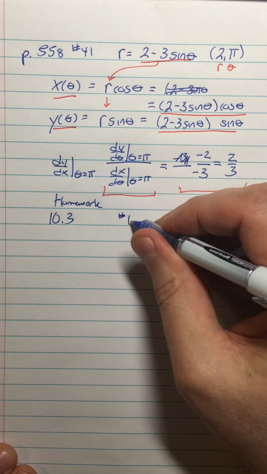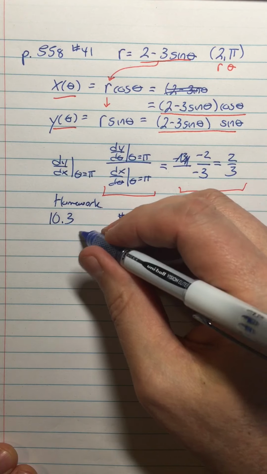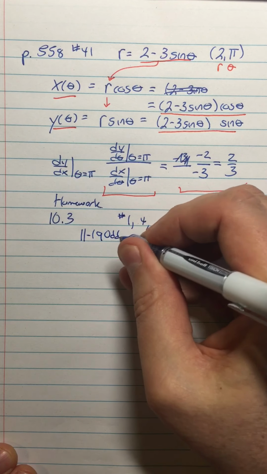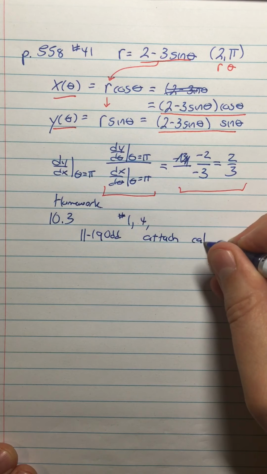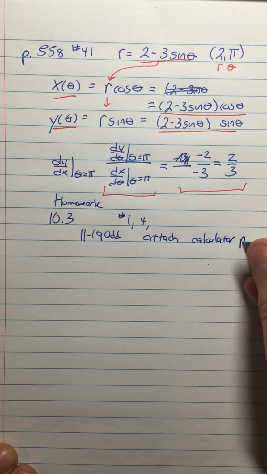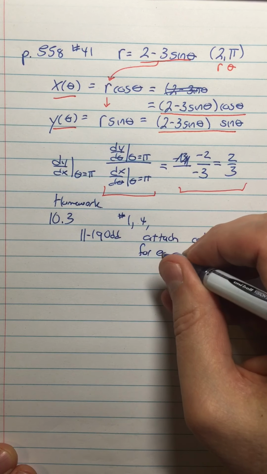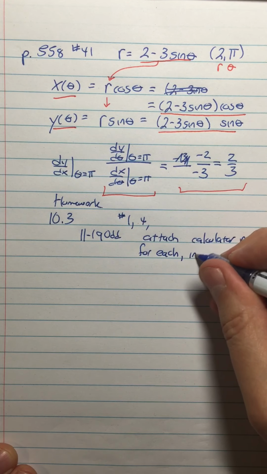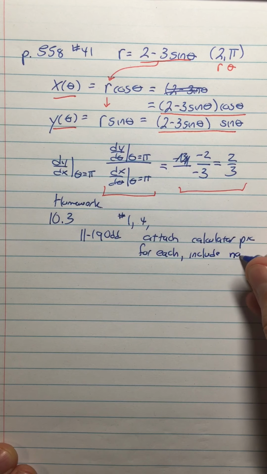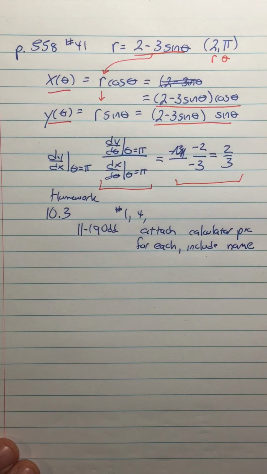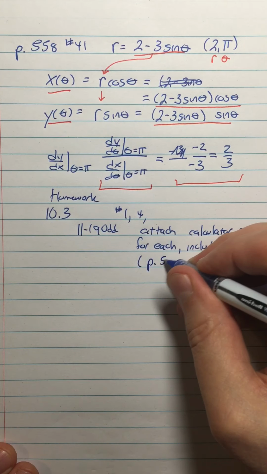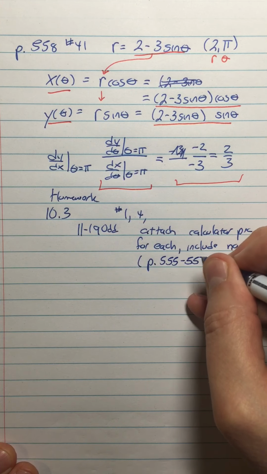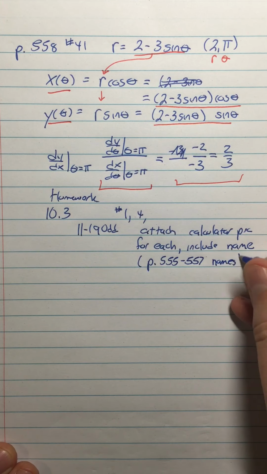We're going to do number 1 and 4. And for 11 to 19 odd, I need you to attach a calculator pic for each. Show me what that looks like. And remember to include the name of the shape that you get, like the dimpled limaçon, my new favorite name. The names appear on pages 555 to 557. Those are the names.